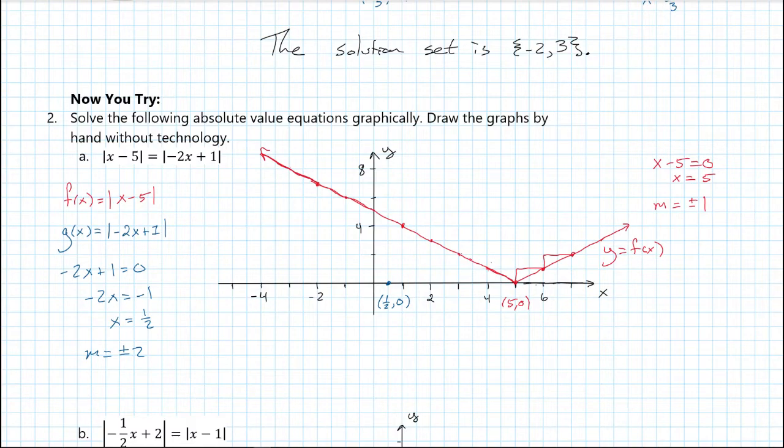So g of x, we start at that point 1/2 comma 0. It'll go up 2 over 1, up 2 over 1, up 2 over 1, up 2 over 1. That looks like more than enough here. We can see our first intersection point at 2 comma 3. It's nice. We have y equals g of x here.